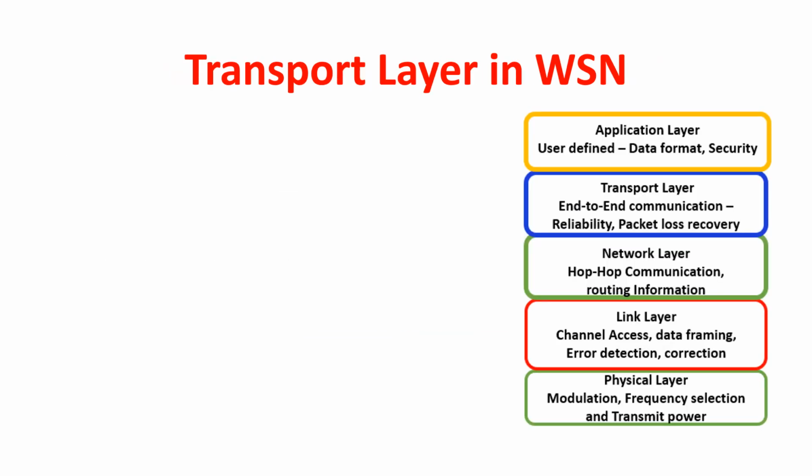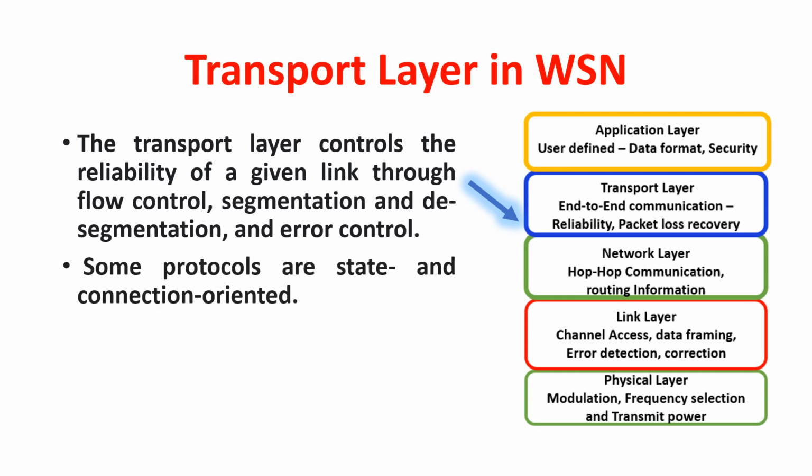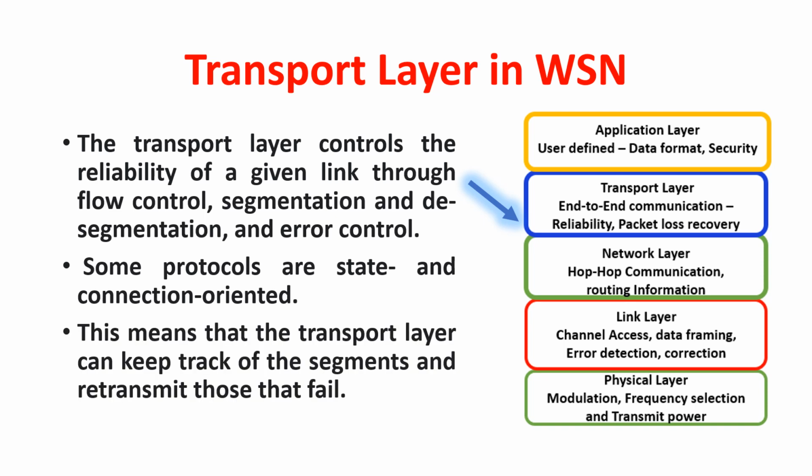Before discussing the transport layer attacks in wireless sensor networks, let us start by discussing the transport layer. The transport layer controls the reliability of a given link through flow control, segmentation and de-segmentation, and error control. Some protocols are state and connection oriented. This means that the transport layer keeps track of the segments and retransmits those that fail.